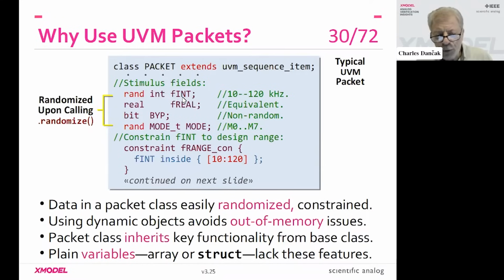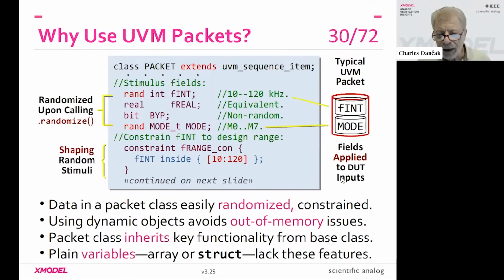So as is, we could get a frequency ranging from 0 to 2 gazillion. Well, we want to constrain that to the passband range of our filter, 10 to 120 kilohertz. So we can write a constraint, using the SystemVerilog inside operator to make sure that whatever random value for fint was picked, it's got to fall within this bracketed range, 10 to 120. So these are all advantages of a class-based packet.